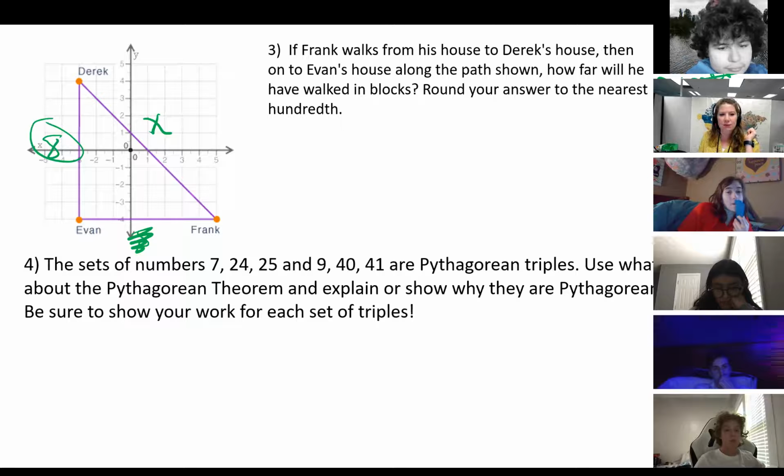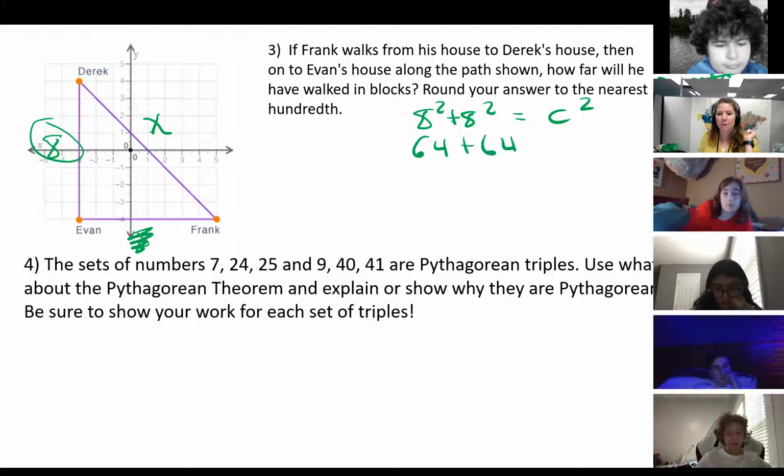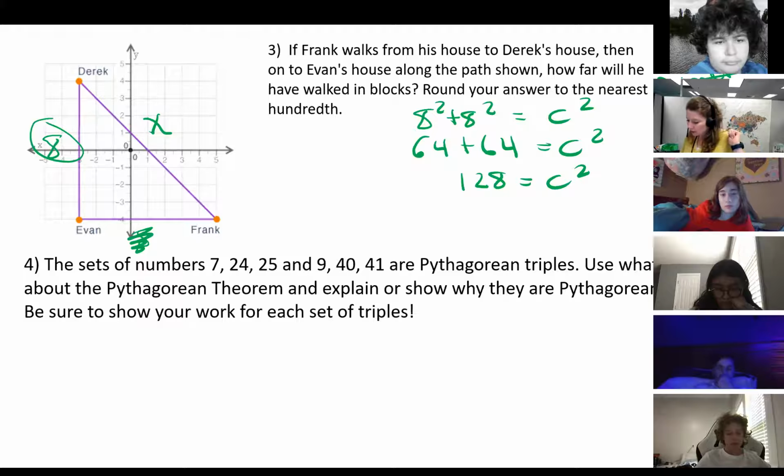So anyway, we still have to use the Pythagorean theorem. So we have to use both numbers in order to figure out the diagonal, right? So we have 64 plus 64. So that's 128. So the square root of 128 is 11.3.